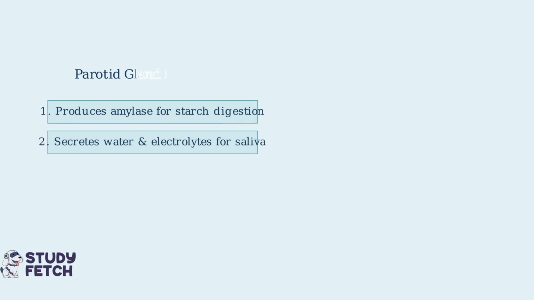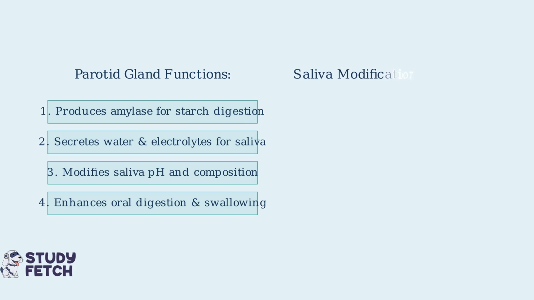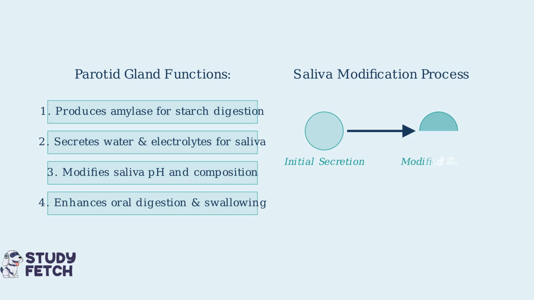The parotid gland serves several key functions. It produces amylase enzyme, which begins starch digestion in the mouth. It also secretes water and electrolytes that form the basis of saliva. As saliva moves through the ducts, the epithelium modifies its composition by adjusting pH and electrolyte content. This ensures the saliva has optimal properties for its digestive functions.